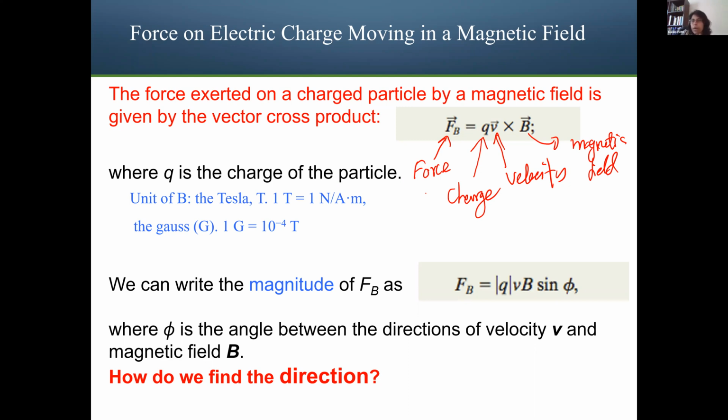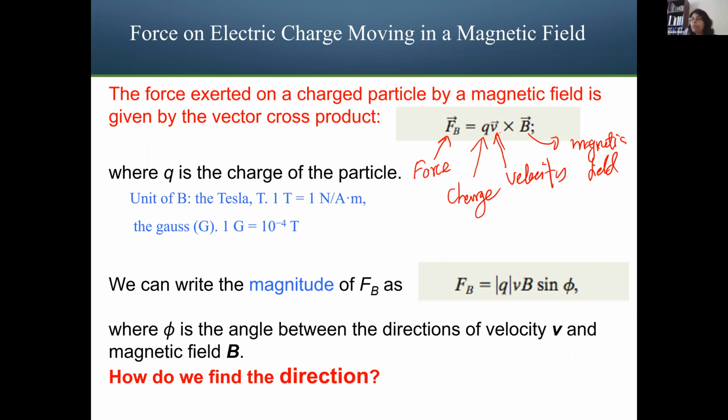The concept I'm going to teach you here is, if there is a charged particle moving with velocity v inside a magnetic field, then that charged particle feels a magnetic force that we can calculate using this formula. Those three things are important. There should be a charged particle, it should move with some velocity, and there should be a magnetic field. Then the particle feels the magnetic force, which we can calculate using q, v, and B.